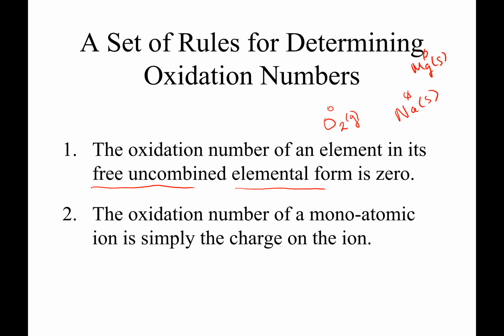The oxidation number of a monoatomic ion is simply the charge of the ion. Take sodium: sodium has a +1 charge, its oxidation number is +1. Chlorine forms a chloride ion, its oxidation number is -1. See how that works? That's kind of nice. Monoatomic ion, just the charge on the ion. So oxidation numbers just got a little easier.